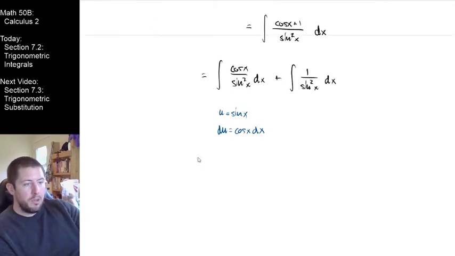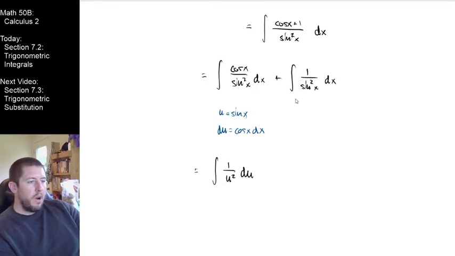That's going to lead me to an integral of just 1 over u squared du, right? U is sine, so I get a u squared in the denominator. Cosine x dx is the numerator, and that's exactly what I'm swapping out for du right there. So that's a pretty good one. I can do that integral. What's going on over here?